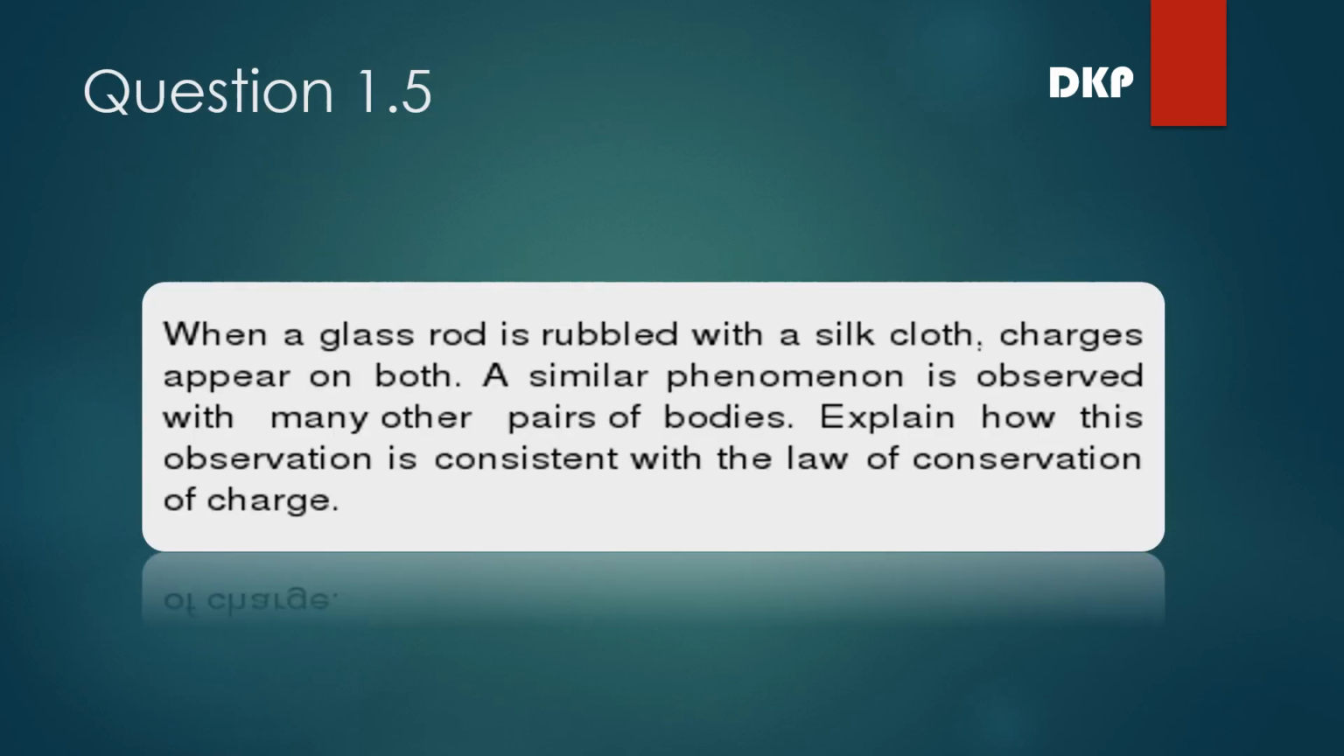Here is the fifth question. When a glass rod is rubbed with a silk cloth, charges appear on both. A similar phenomenon is observed with many other pairs of bodies. Explain how this observation is consistent with the law of conservation of charge. Let us see the solution of this question.